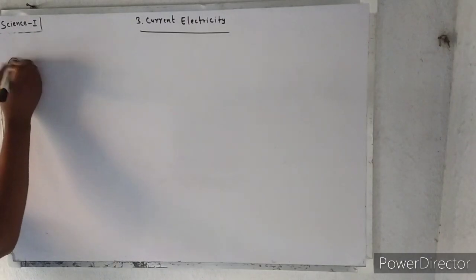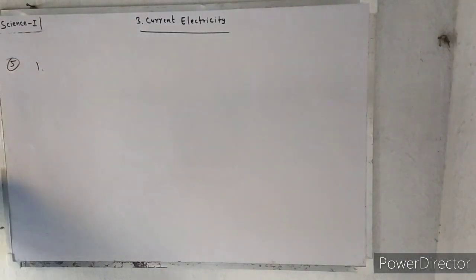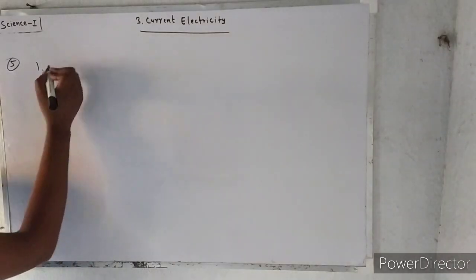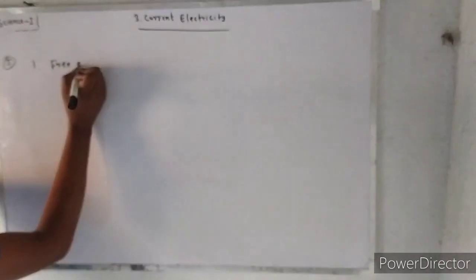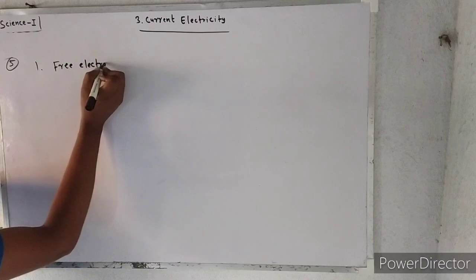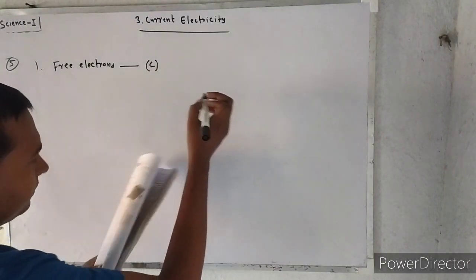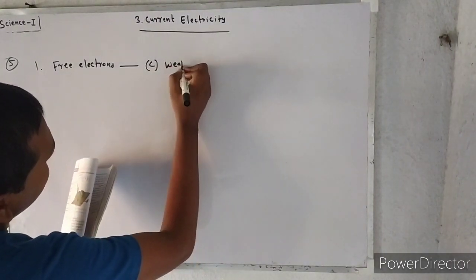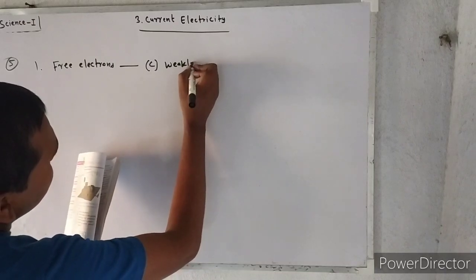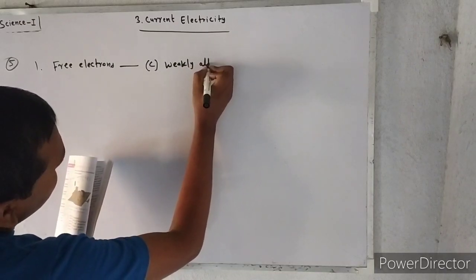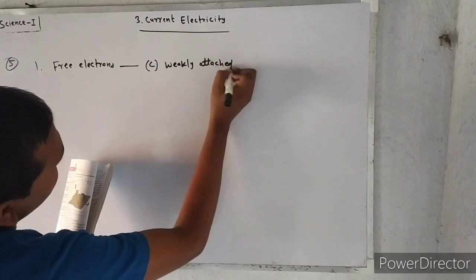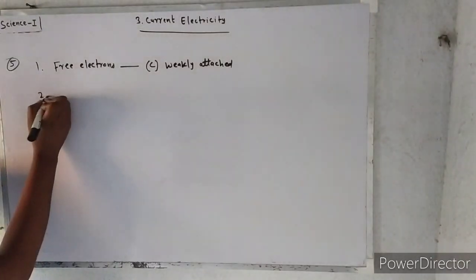Match the pair. Question number 5 is match the pairs. Fifth one, free electrons, weakly attached. Current.